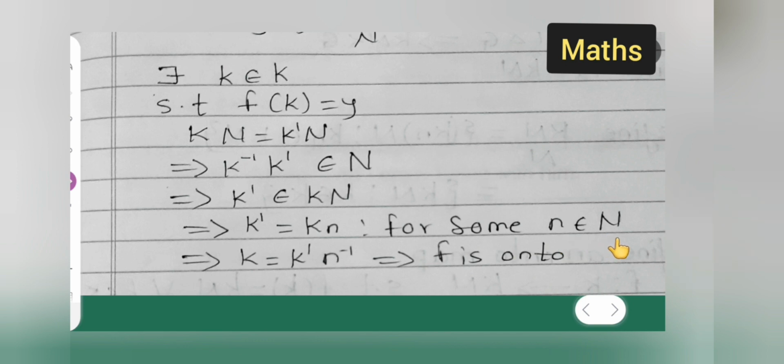For some n belonging to capital N, this implies that k is equal to k dash into n inverse. Now this implies that f is onto. Now we can see that f is onto over here. Now we have to show that kernel of f is equal to K intersection N.